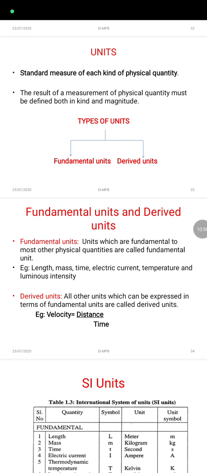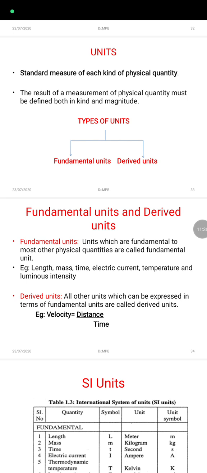Next we will discuss what are units and standards. Units means the standard measure of each kind of physical quantity. The result of a measurement of a physical quantity must be defined both in kind and magnitude. There are two types of units: fundamental units and derived units. Fundamental units are units which are fundamental to most other physical quantities. Example: length, mass, time, electric current, temperature and luminous intensity. Derived units: all other units which can be expressed in terms of fundamental units are called derived units.